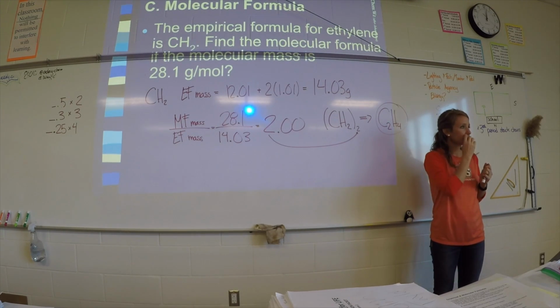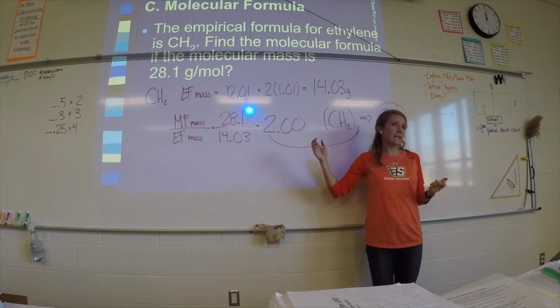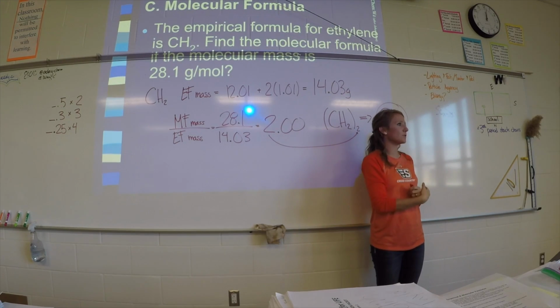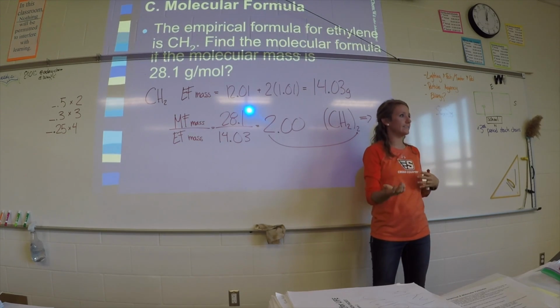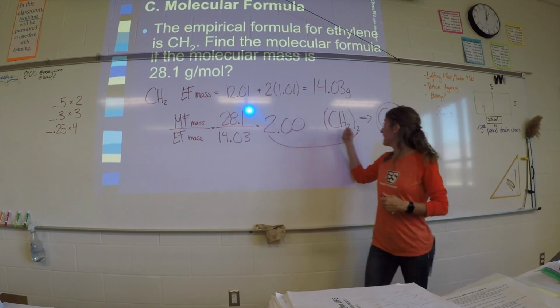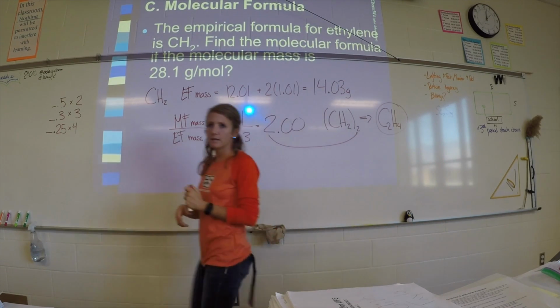Yeah, Austin. So if you do the dividing part, you'll always get a whole number? Yeah, it should be. If it's not a whole number, it would be really close to it, like 1.9 or 1.1, something like that. Because whatever we multiply by should always be a whole number. Good question. Other questions?